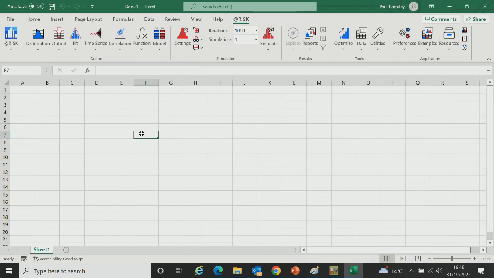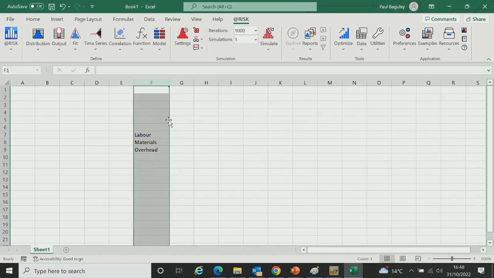So if I just put simple labour, materials, let's say overhead costs, and let's say there's a risk cost here as well, a risk event. Right, so if the risk happens, it will cost £1,000. So let's see, these are our costs.